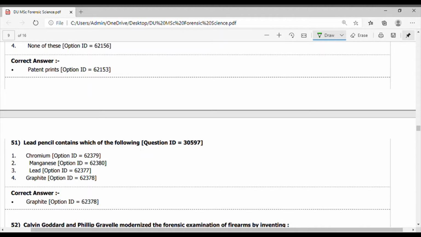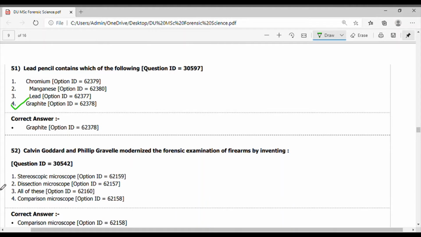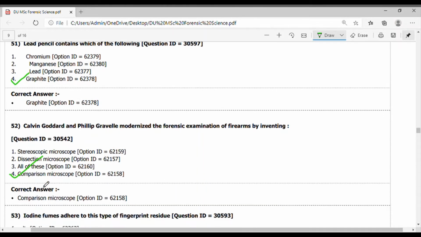Pencil contains graphite. Graphite is the right answer. Then, Calvin Goddard and Philip Gravelle modernized the forensic examination of firearms by inventing the comparison microscope. Answer 4 is the correct one.